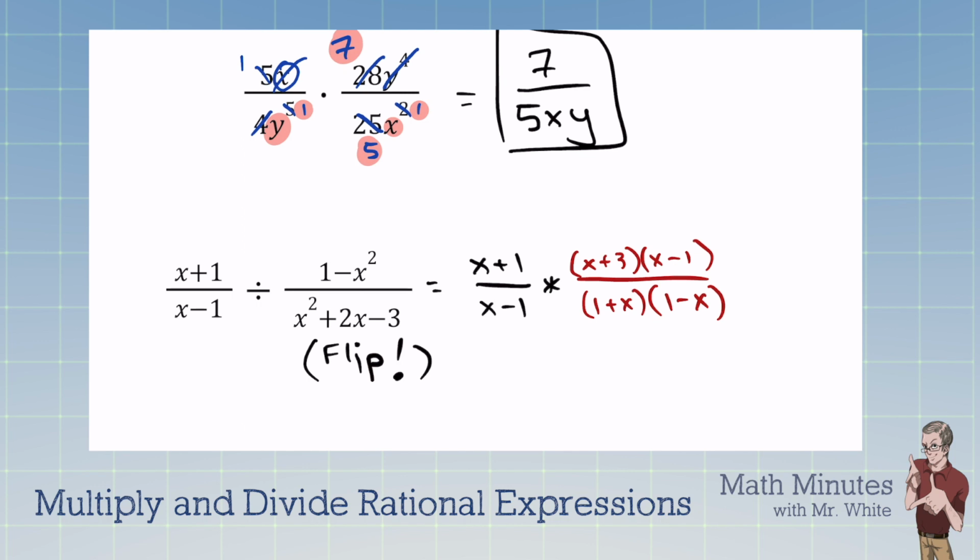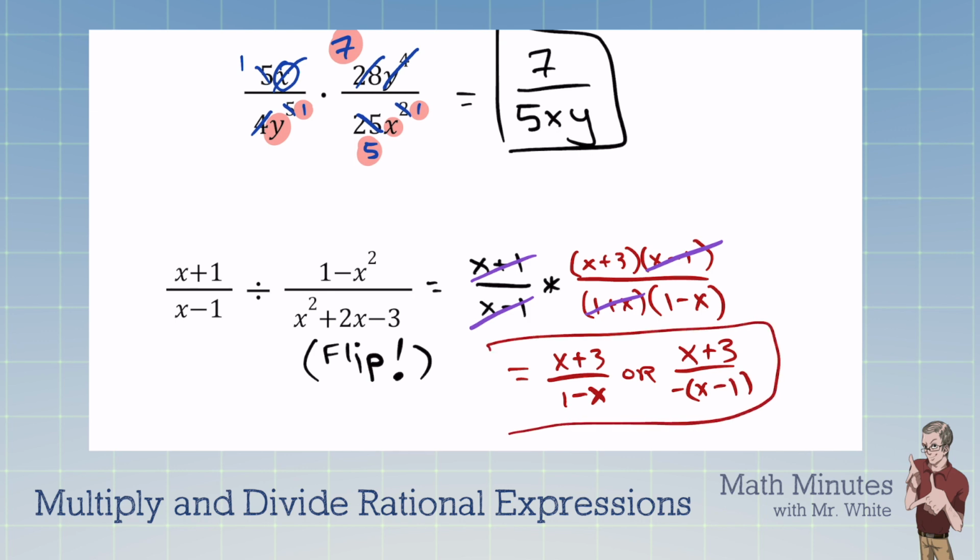So let's cancel some things. I see an x plus 1 there and an x plus 1 there. I see an x minus 1 here and an x minus 1 here. All right, so the only thing left standing then was x plus 3 on the top and 1 minus x on the bottom. You could, if it's helpful, sometimes you factor out a negative 1 and it flips the signs on everything. Sometimes that's helpful. In this problem, it really didn't make a difference, so that would be your answer.